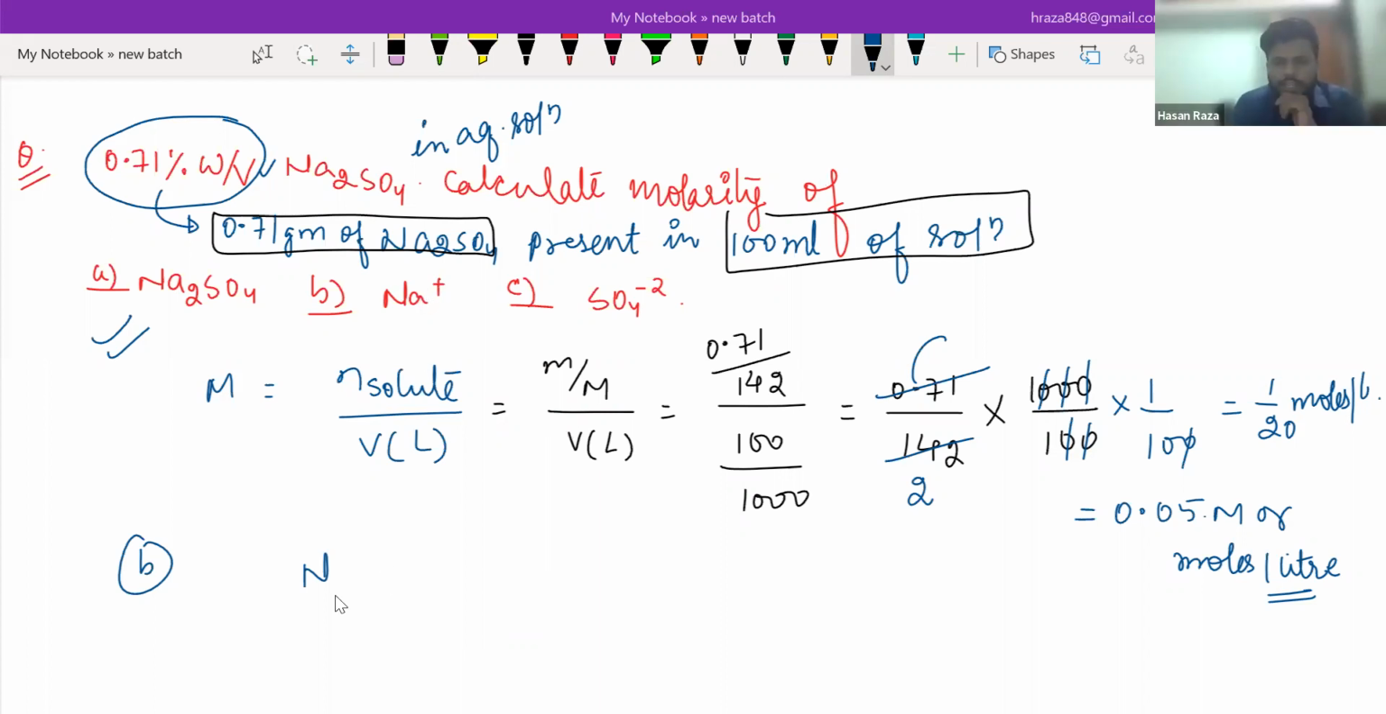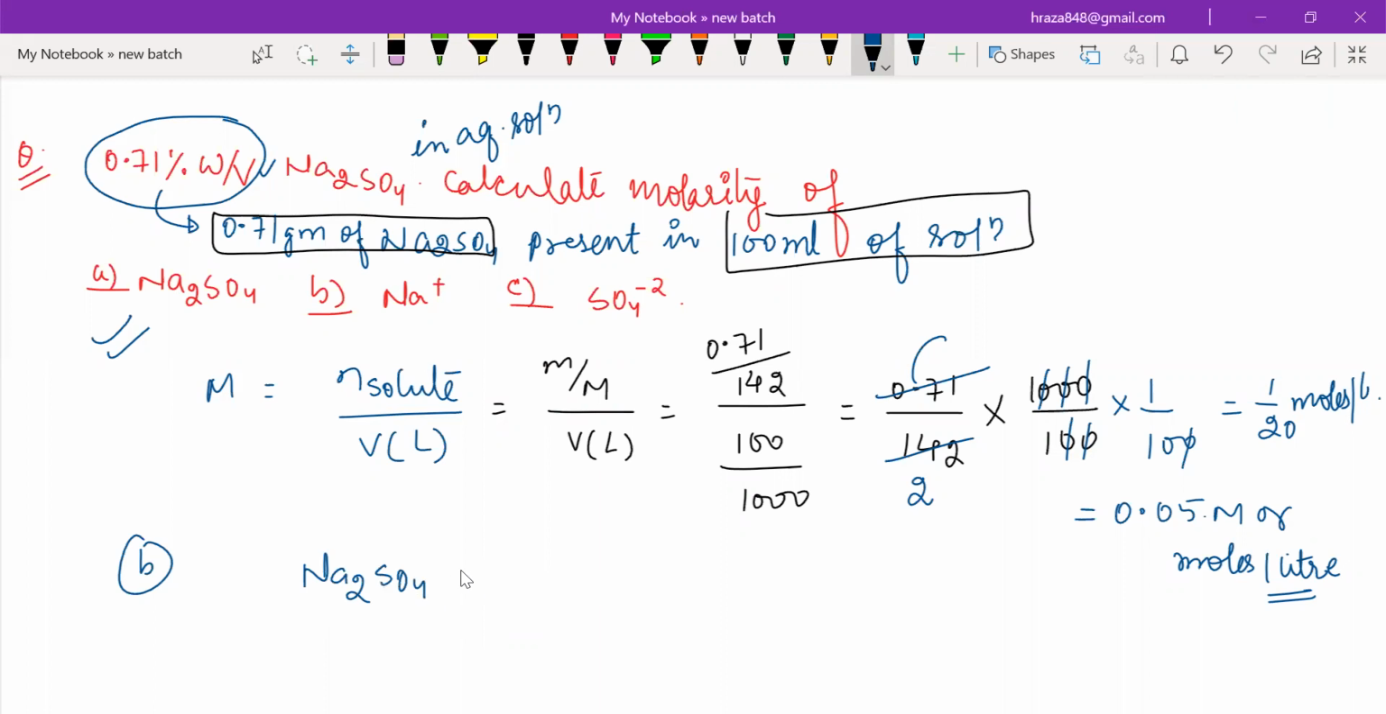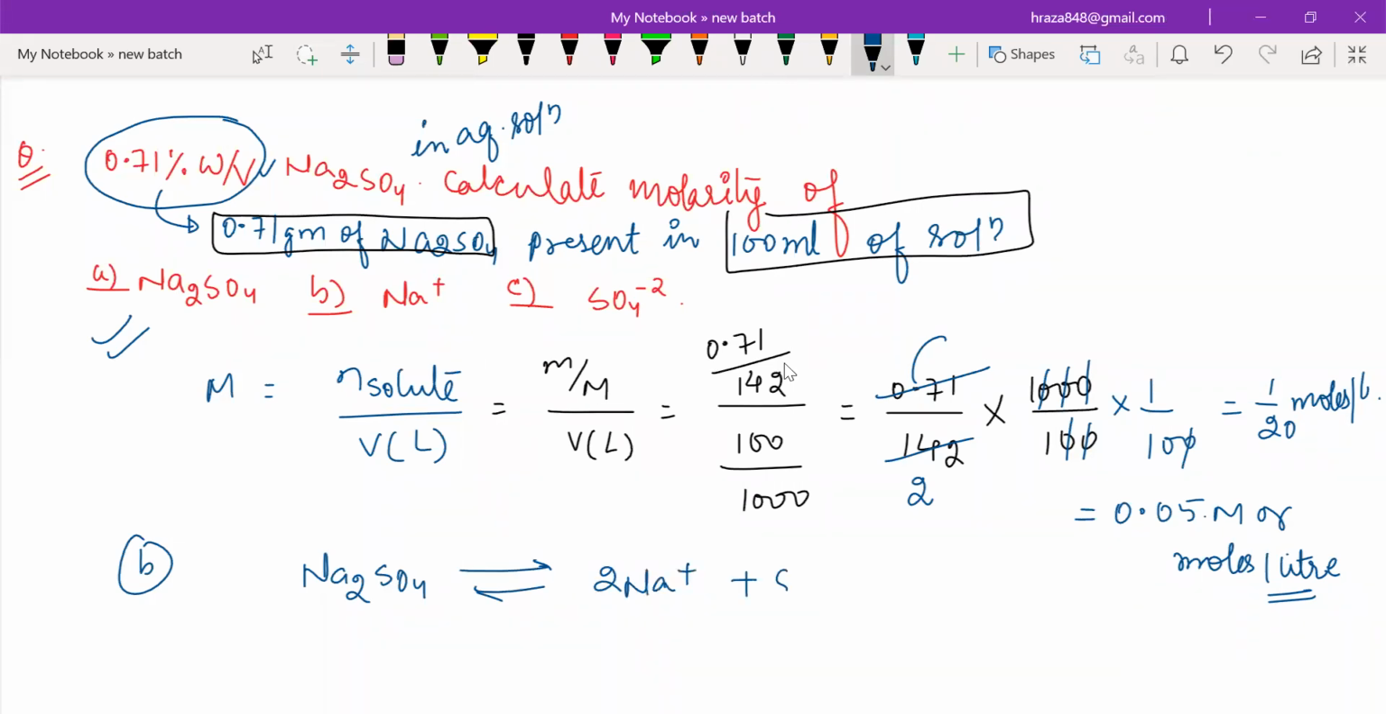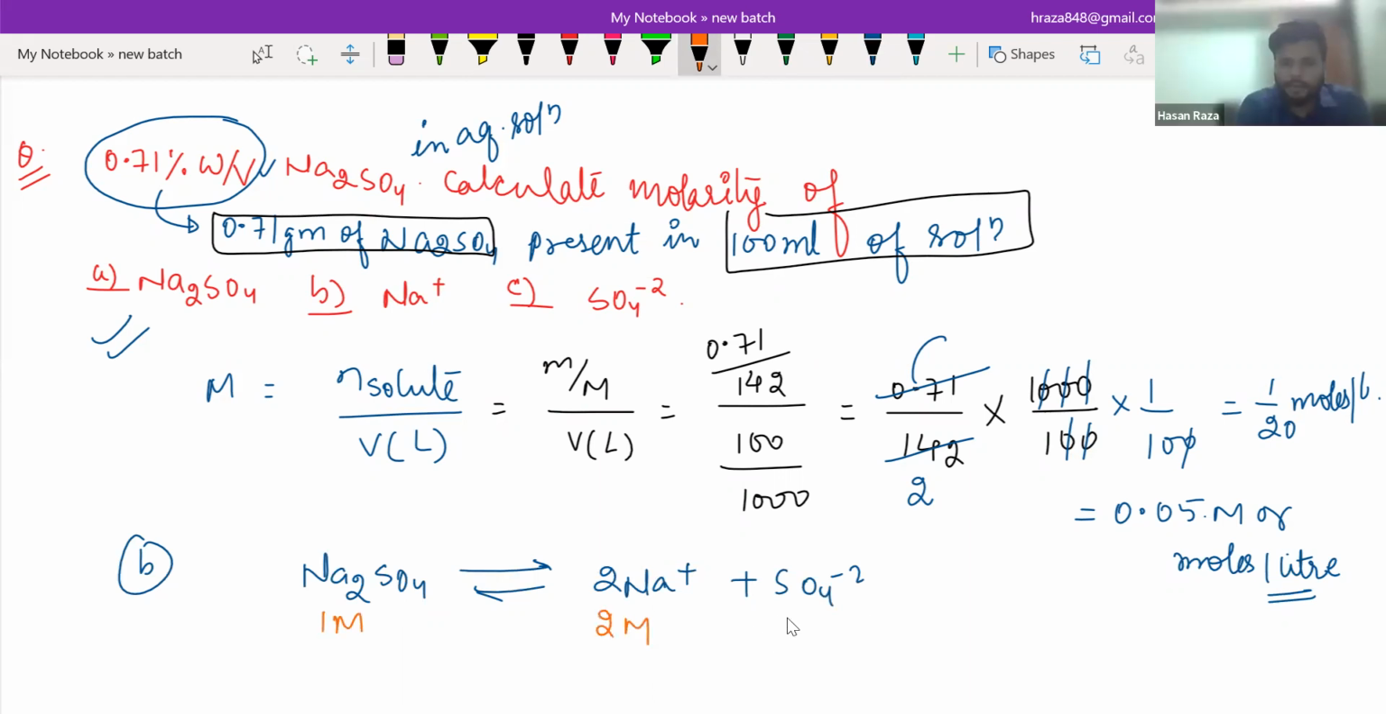Did you dissociate it into ions? Na2SO4 gives 2Na plus and SO4 2 minus, right? That's very good. Just think about it. One molarity of this will give two molarity of Na plus, and one molarity of SO4 2 minus.